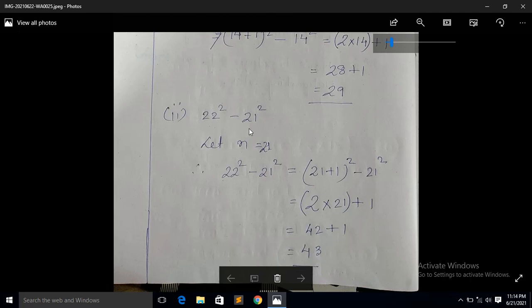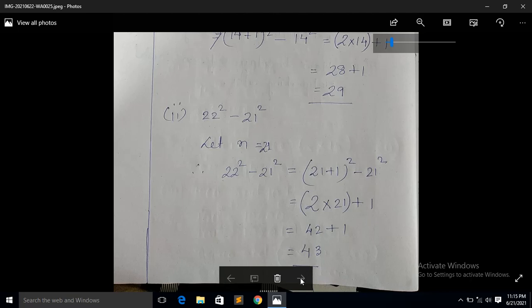22 square minus 21 square. Which is the smaller one? 21. So you take n is equal to 21. How will we write this? As 2n plus 1. So this 22 square minus 21 square is n plus 1 whole square minus n square. n is 21, 21 plus 1 whole square minus 21 square is equal to, what is the formula? Twice n plus 1. So 2 into 21 plus 1, that is 43. This is how you will solve it.